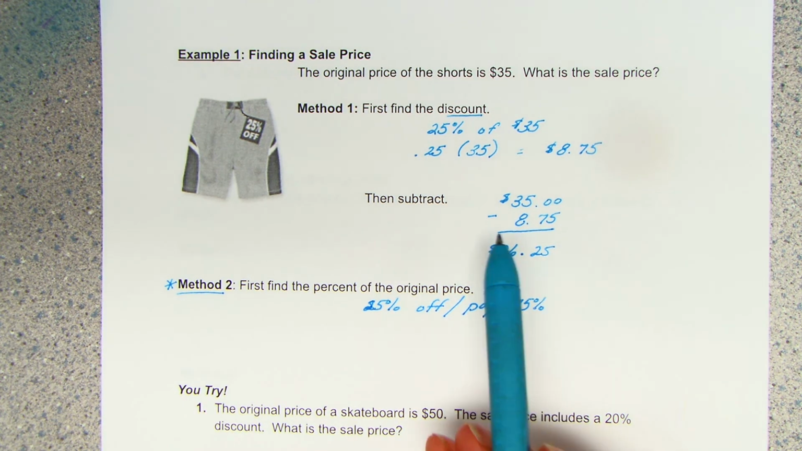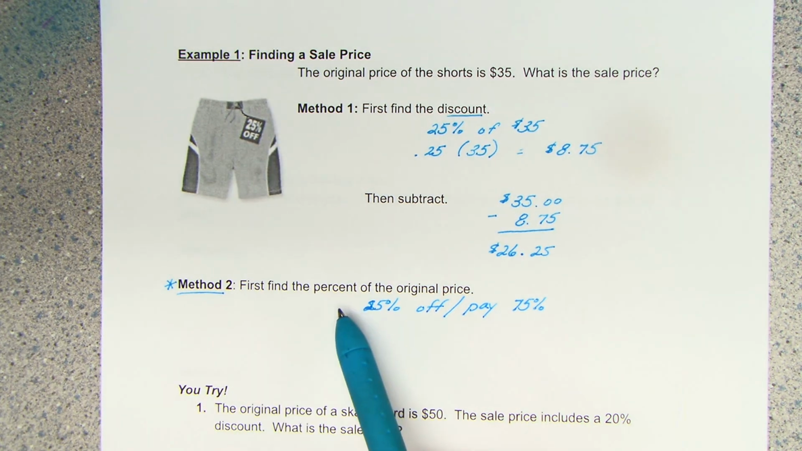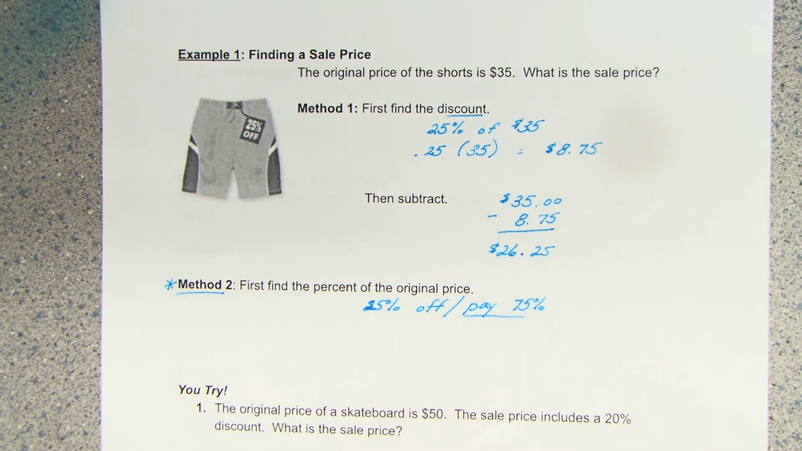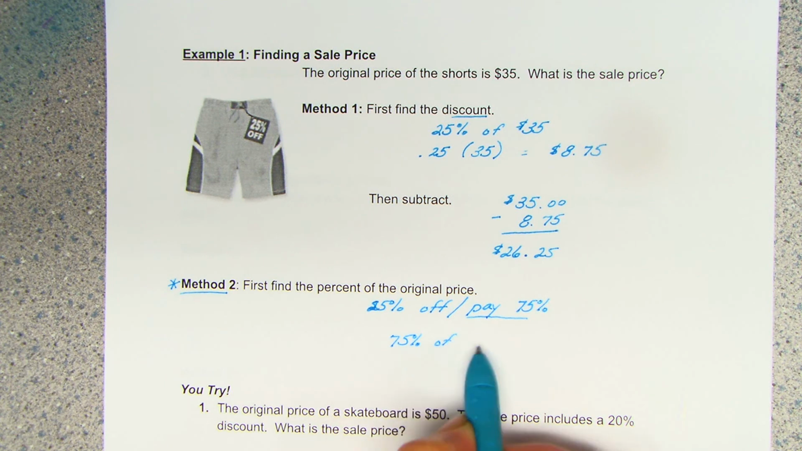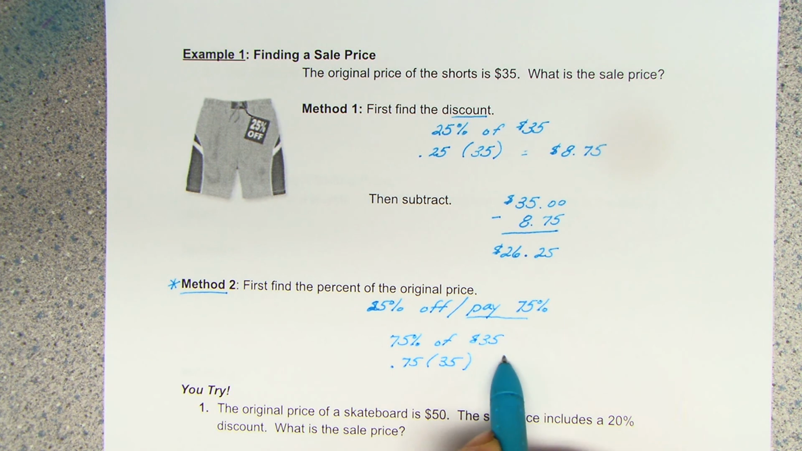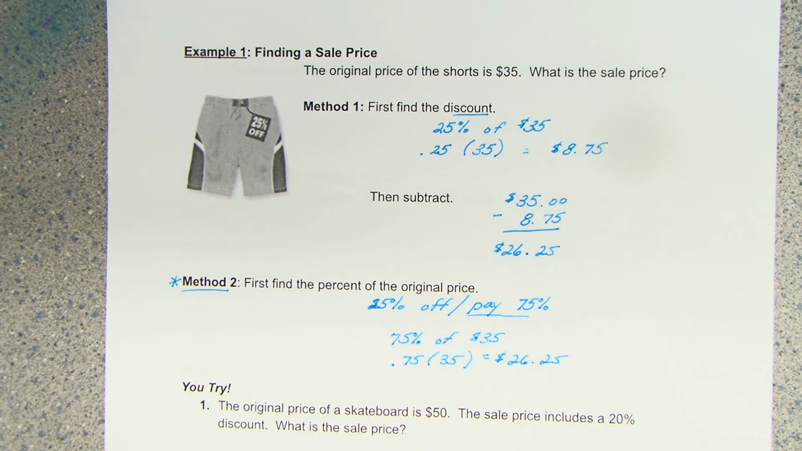Look at the discount and think about how much you're going to pay of the original price rather than how much you're going to take off. So I'm going to pay 75%. So now I can take 75% of $35, 0.75 times 35 is $26.25. And you only have to do one step, all right?